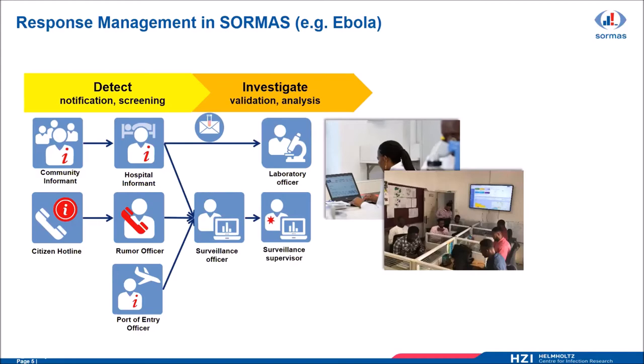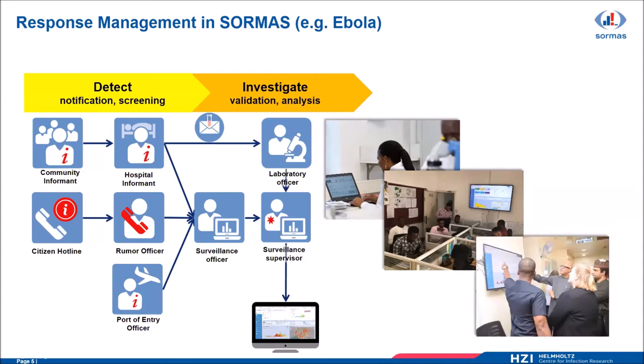The surveillance officer also is the one that goes to investigate, validate, and reports to the surveillance supervisor. And the surveillance supervisor is the one who now validates and ensures that what has been collected has been properly validated. Every one of these folks enters all information directly into SORMAS based on their different interactions. And the picture on the right is just an example of the DG of the Nigerian Center for Disease Control and Rebecca Martin from US CDC, who is looking at the dashboard at the EOC in Nigeria.